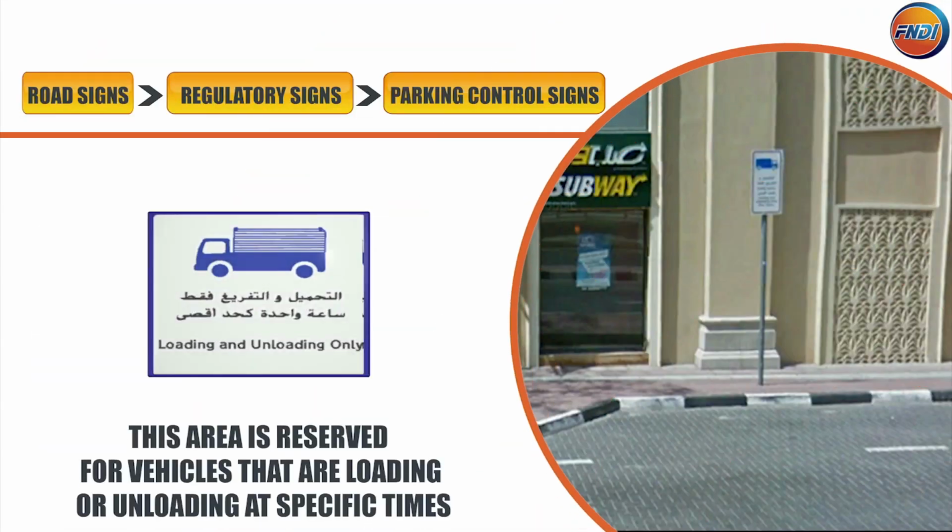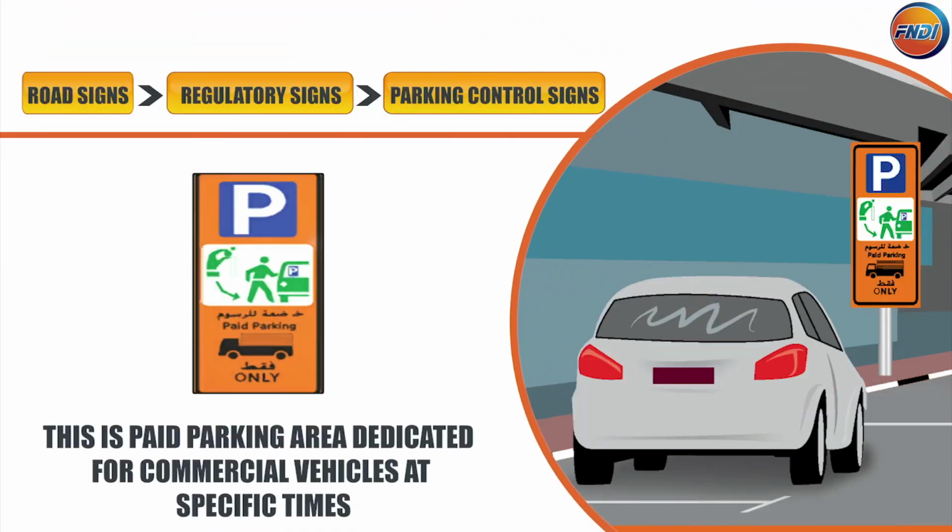Parking prohibition. Loading and unloading only. This area is reserved for vehicles that are loading or unloading at specific timings mentioned on the attached qualification plate. Parking prohibition. Paid parking zone for commercial vehicles. This sign shows that this area is a paid parking zone only for the loading and unloading of vehicles, commercial vehicles. The separately attached qualification will display the paid timings.